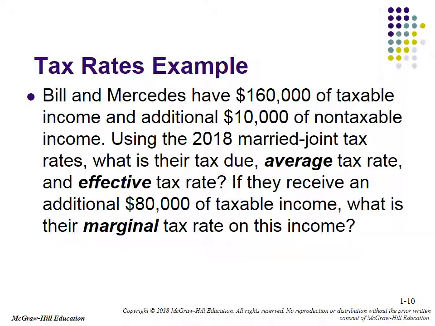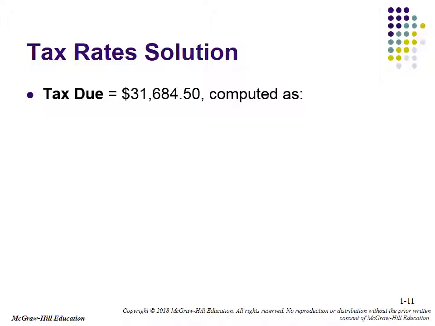So once you find those, we could then calculate their income tax, their average tax rate, their effective tax rate, and what would happen if they had an additional $80,000 of taxable income? What is their marginal tax rate? Now, you want to make sure you know how to calculate all these, especially for your practice and graded assignments. So let's take a look. First of all, their tax due. So let's walk you through how to use this tax rate table.